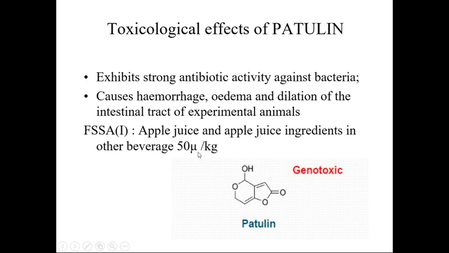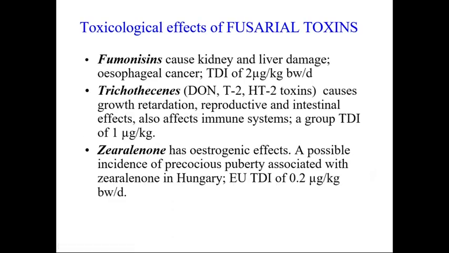50 micrograms per kilogram. It exhibits strong antibiotic activity against bacteria. The fusarial toxins such as the fumonisins and the trichothecenes are also toxic. So you see, for fumonisin the TDI is 2 micrograms, for the trichothecenes it is 1 microgram, and for zearalenone it is 0.2. Therefore, the presence of these contaminants is regulated, and limits are there for several commodities.